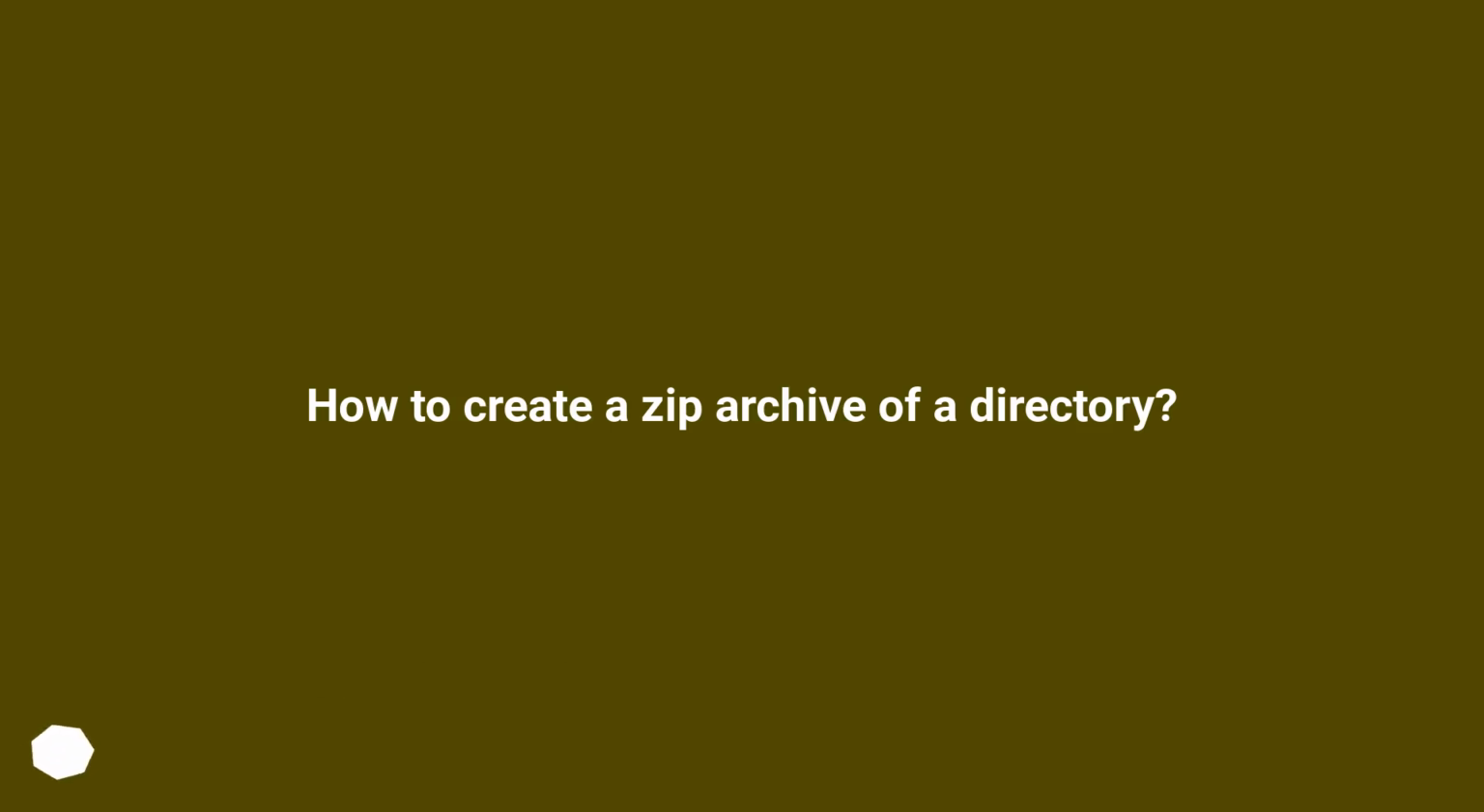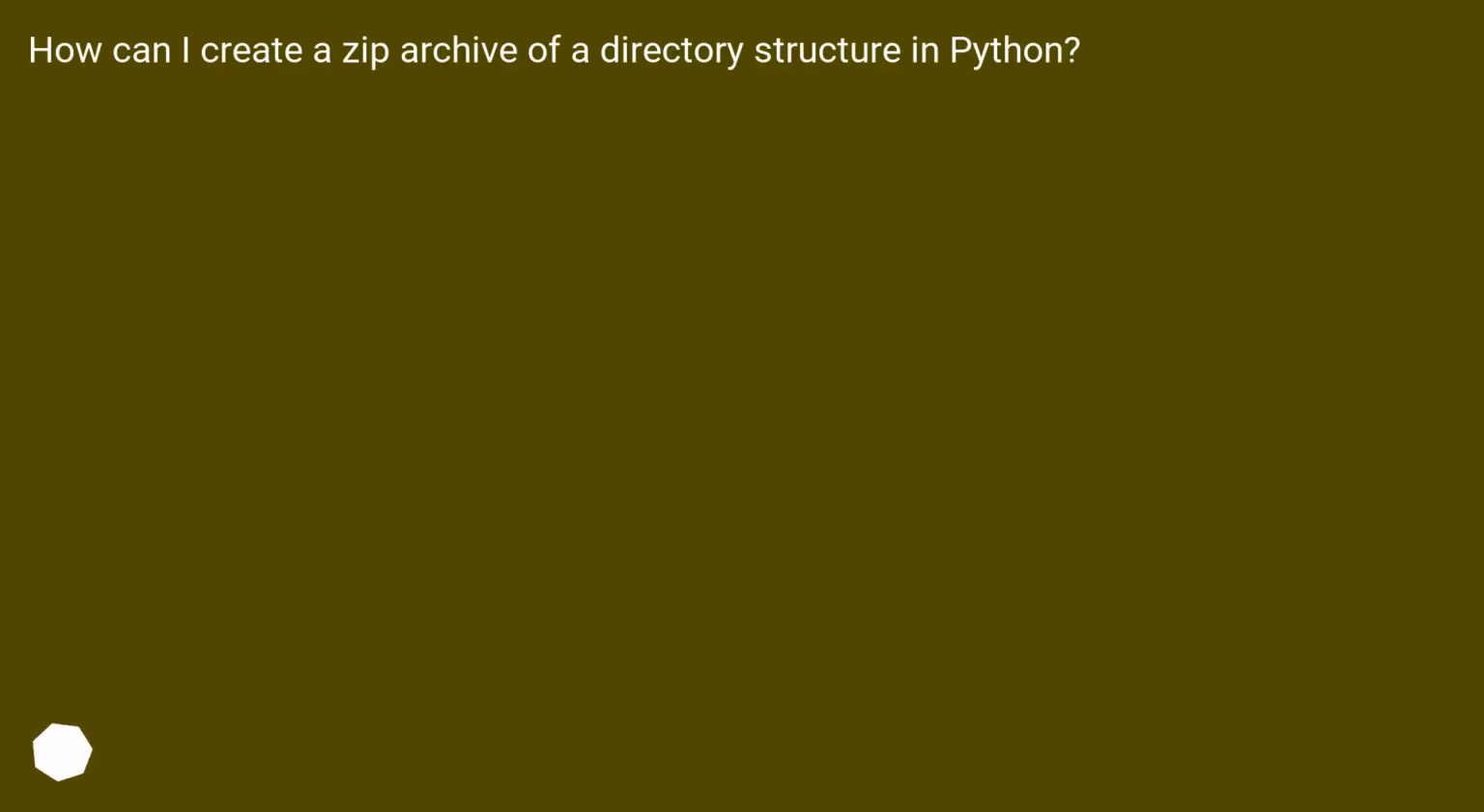How to create a zip archive of a directory. How can I create a zip archive of a directory structure in Python?